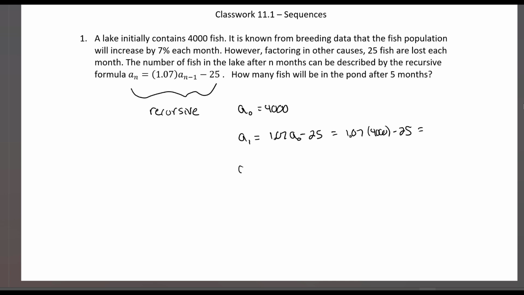Then to find the second month, I would take 1.07 and multiply it to the month prior, a sub n minus 1, and subtract 25. Again, whatever that number is that I got for month 1, plug it in there, take out a calculator, crunch that value. So let's do that. Let's lean on technology to calculate these values for us much quicker and more efficient.